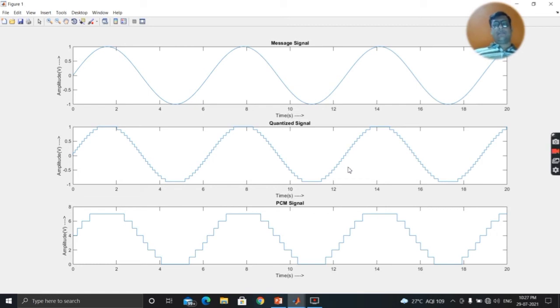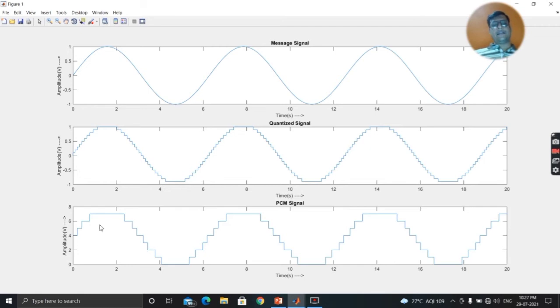After the uniform quantization, you need to assign the binary data. Binary data is represented with pulses. Here you can see the pulse amplitude is 4, then it is 5, then it is 6. The step size remains constant. Here the amplitude remains constant. Here the amplitude is high.